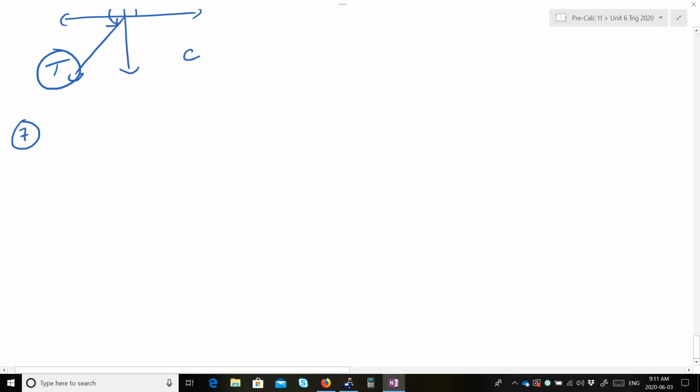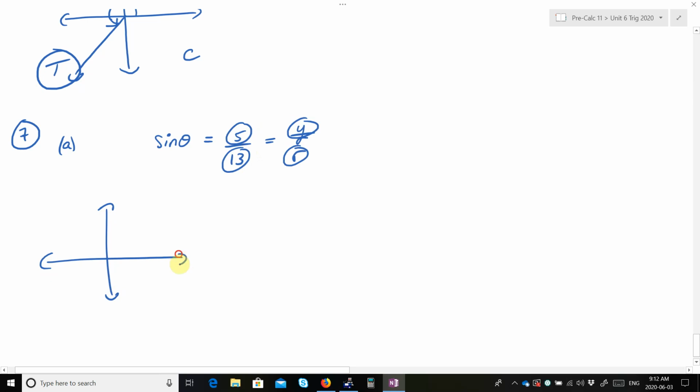Number 7. An angle is in standard position such that sine theta equals 5 over 13. Sketch a diagram to show two possible positions of the angle. Okay, so here's what you do. Sine theta is equal to 5 over 13. And we know that by definition, sine is y over r. Okay, so we need the y-coordinate to be positive 5, and we need the radius to be 13.